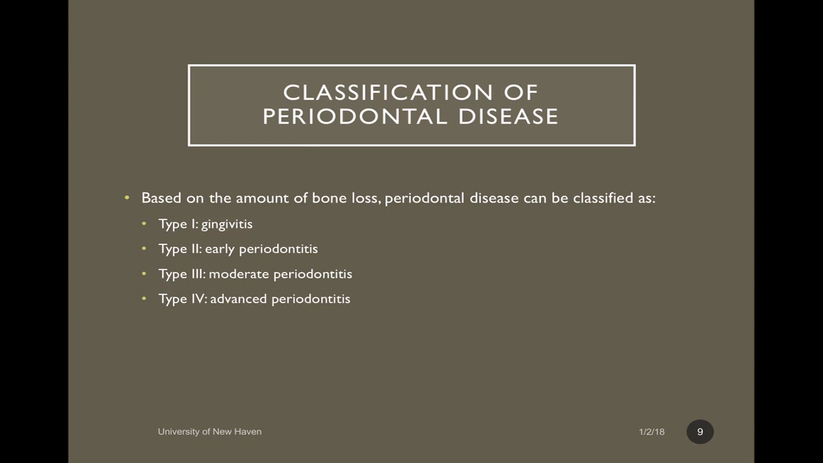Severity can also be classified by ADA classifications of periodontal disease. Again, we can't make perfect descriptions of the periodontal disease classification just by radiographs because we need more information. We need bleeding on probing. We need probe depths in order to make a full diagnosis. But we can still classify what we see on a radiograph based on just the amount of bone loss alone. So we can take a look at type 1, 2, 3, and 4.